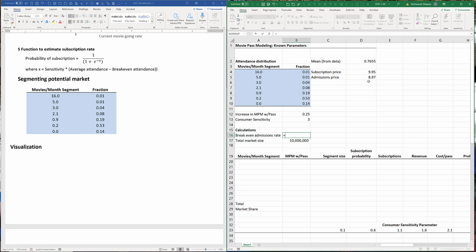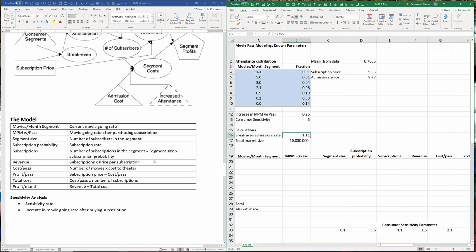Now we have the subscription price of $9.95, admissions price of 8.97, and take that, divide by that, gives us the current break-even number of movies.